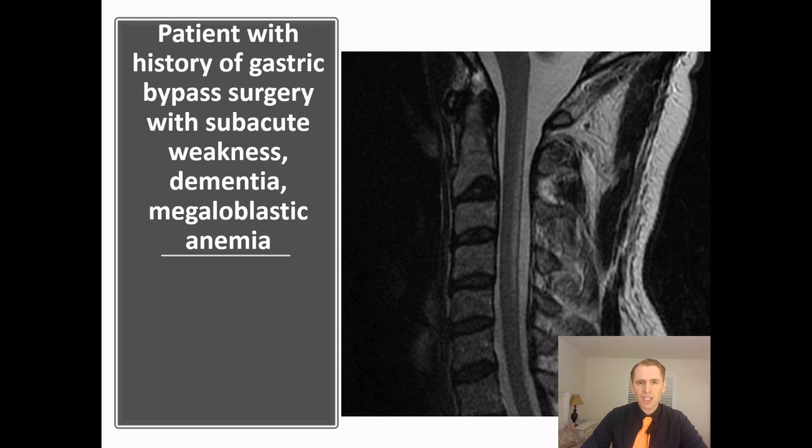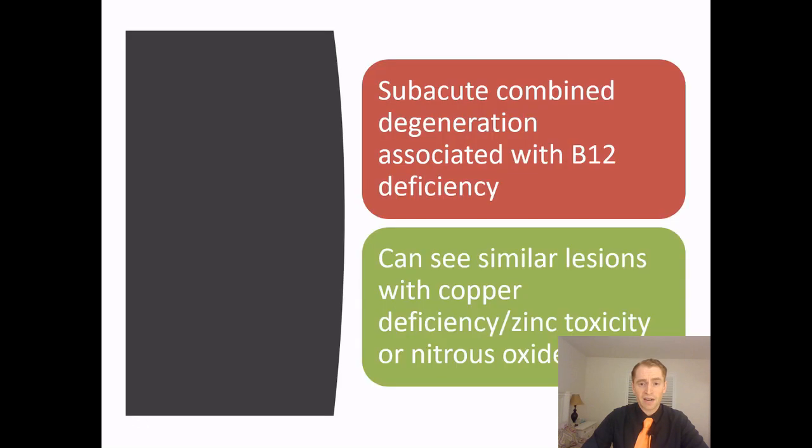This is a patient with a history of gastric bypass surgery with slow onset weakness and cognitive changes. She also had anemia with large red blood cells. If you look at the MRI of the spine, towards the back of the spine, there's an extensive white lesion that looks very linear. And if you looked on axial images, you would see that it involves both the posterior and lateral columns of the spine, known as subacute combined degeneration.